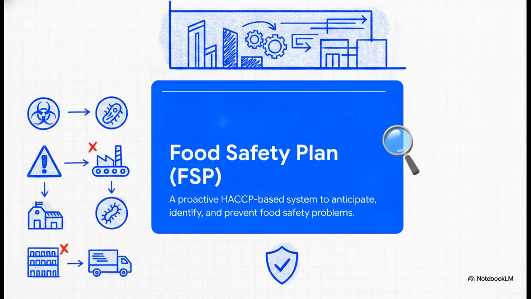To stop foodborne illness in its tracks, we rely on a food safety plan. Think of this as your proactive architectural blueprint. It is directly based on the world-renowned HACCP system, pronounced HACCP, which stands for Hazard Analysis and Critical Control Point. So instead of just crossing our fingers and waiting for something to go wrong, this plan is designed to actively anticipate, identify, and prevent safety problems at every single stage of production.